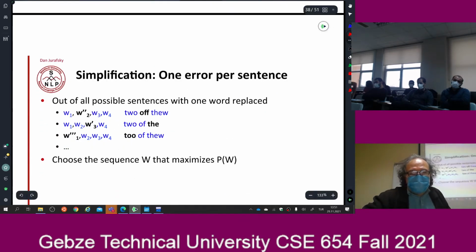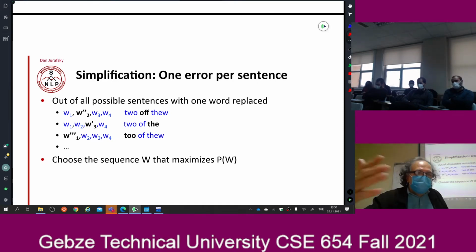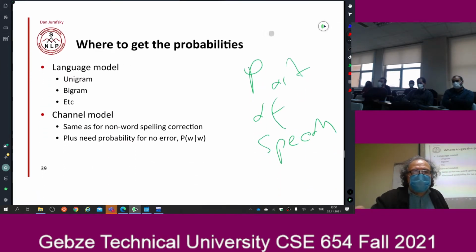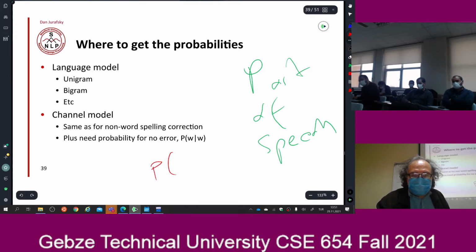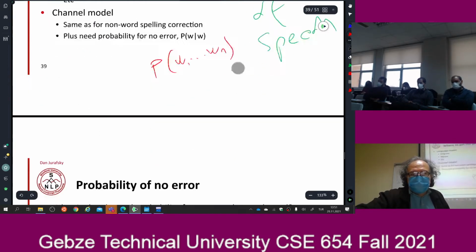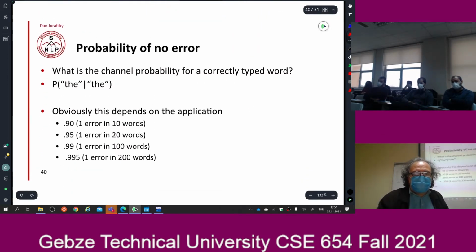Good. So we do this simplification, 1 error per sentence. Again, we are not solving the problem optimally, but it is better than not doing anything. Getting the probabilities. What is the probability of this sentence? That means, what is the probability of word 1 ... word n. We already have our statistical language model, unigrams, bigrams, and so on. And there is this channel model. It is almost the same thing, so we are not going to talk about it.